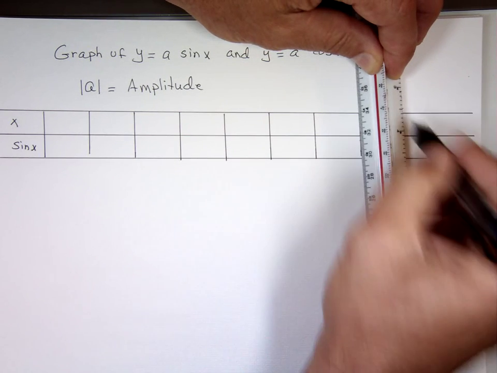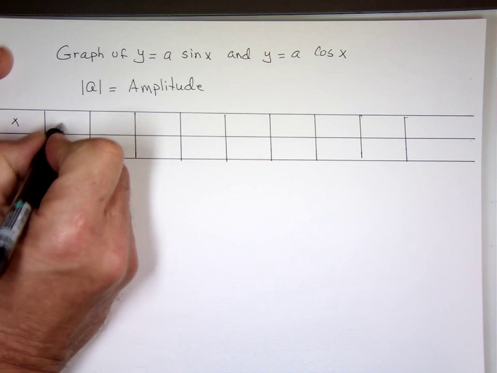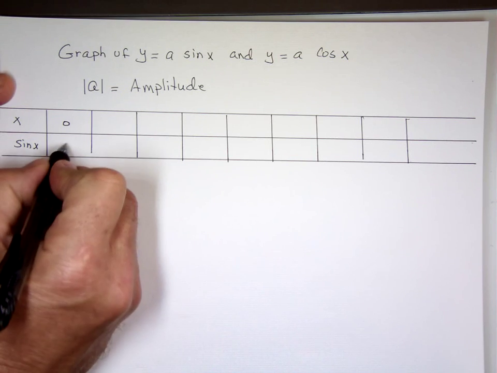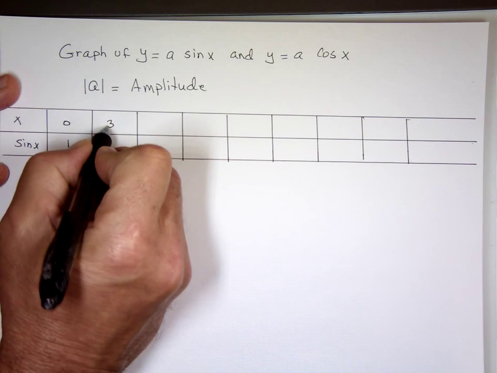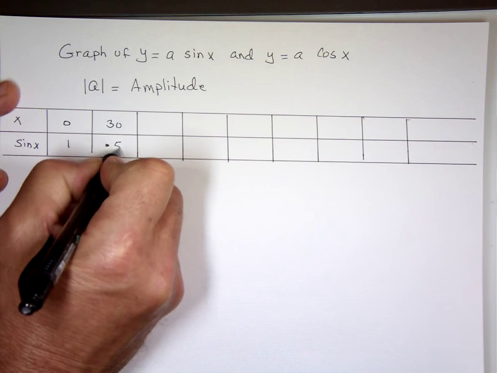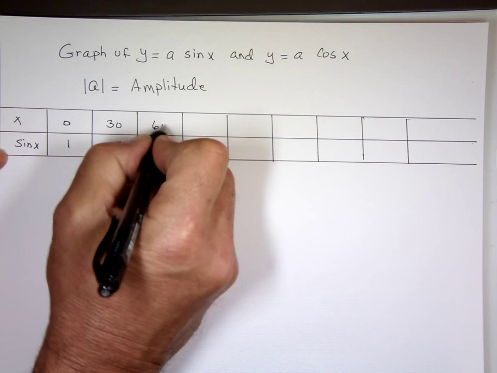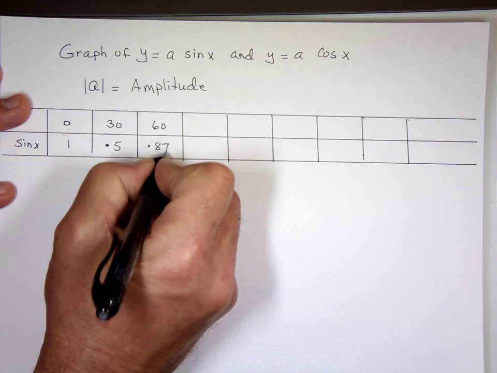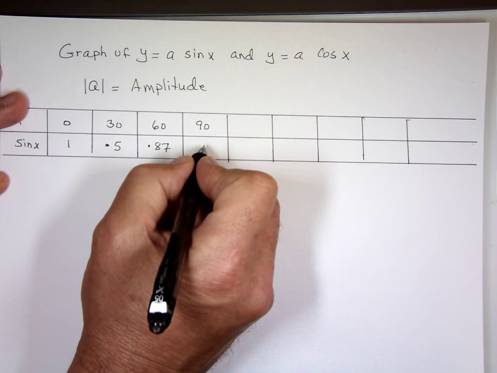Try to make it nice and neat. I need more than that, but I'm just giving you some values. So if x is 0, I'll take sine of 0. What is sine of 0? It's 1. If x is 30 degrees, I'll go by 30 degrees. Sine of 30, on your calculator, that's 0.5. Just take your calculator and push the button. If x is 60 degrees, sine of 60 is what? 0.87. If it's 90 degrees, sine of 90, which is what?